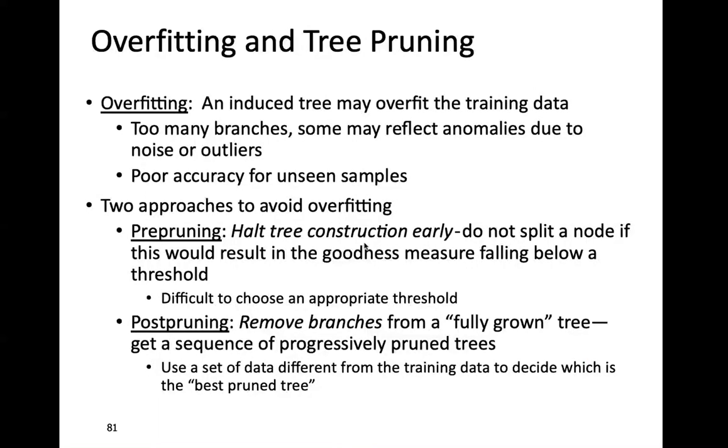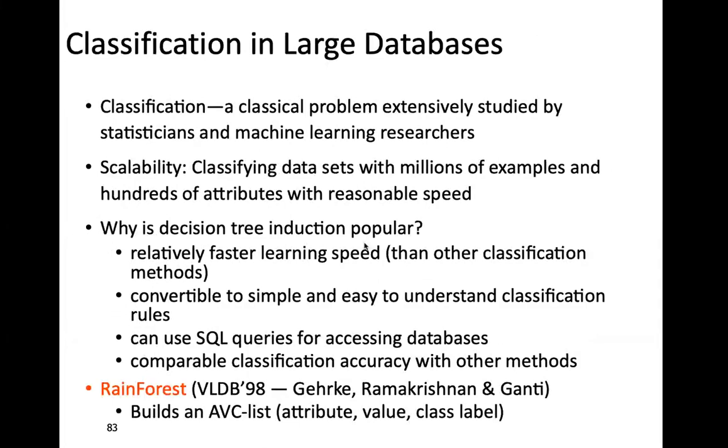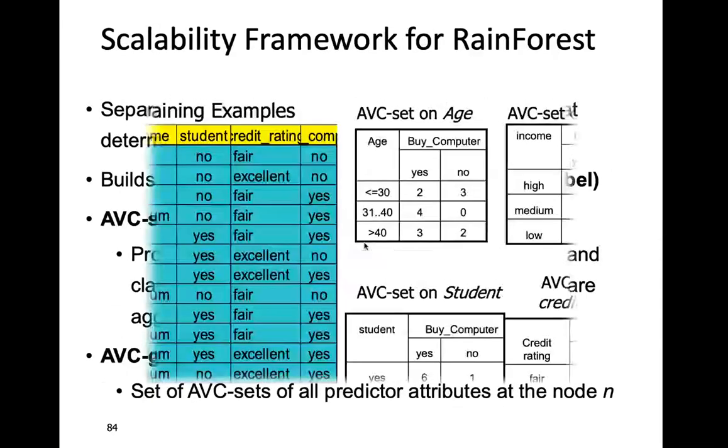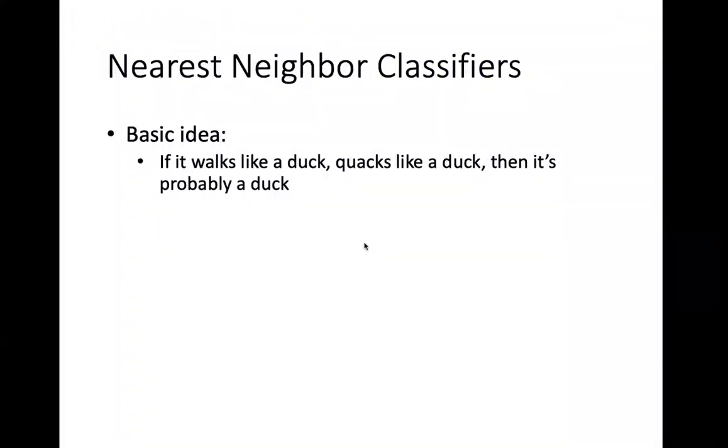Okay, so overfitting and tree pre-pruning and these kinds of things are very specific to the problems which are there for decision trees. Okay, I'll skip that as well. We can skip this as well, and we can go to the nearest neighbor classifiers. All right.